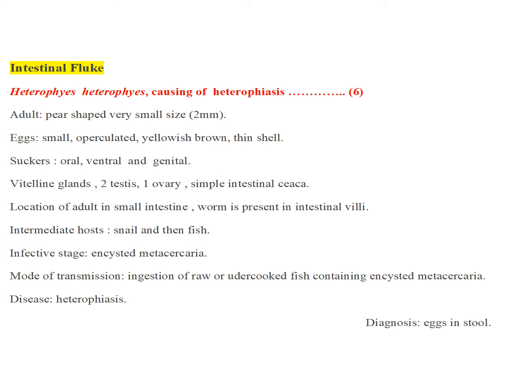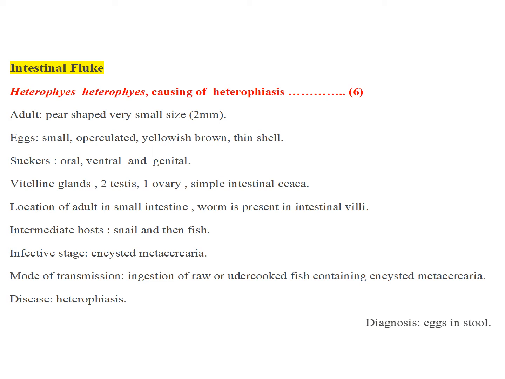Now, what is the mode of transmission? How is it transmitted to cause disease? Transmission occurs after ingestion of raw or undercooked fish containing encysted metacercariae. The disease caused by this Heterophyes fluke is called heterophyiasis.